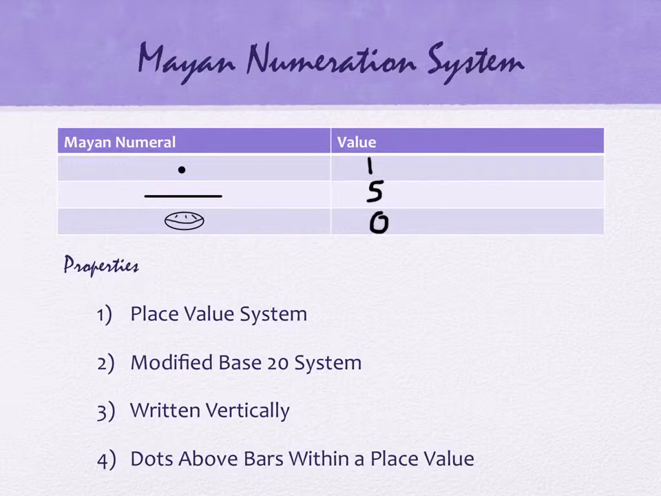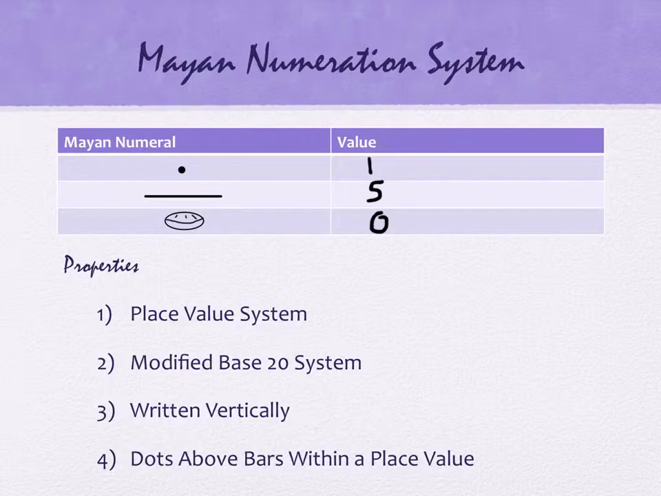This is a place value system. It's called a modified base 20. So what does that mean? Well, in the last number system we talked about, the Babylonians, they had base 60, which meant the first place was the ones place, and then we had the 60s place, and then 60 squared, and then 60 cubed, right? And in our system, we have the ones place, and then the tens, and then 10 squared, and 10 cubed, and so on. Okay. Well, the Mayans have something like that, but it's not just 20s.